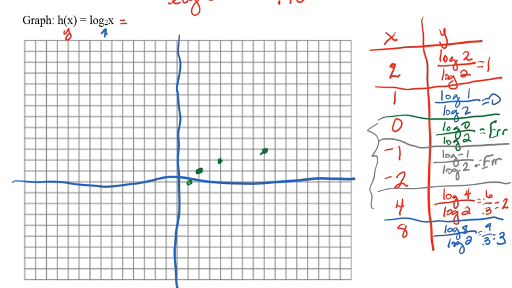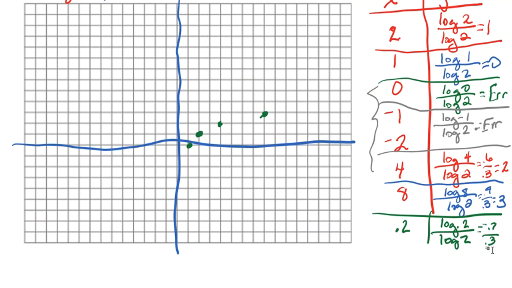Now, it's not that it stops here at 1. Maybe let's plug in 0.2. So let's do log of 0.2 over log of 2. So I have -0.7 over 0.3. And so it's -2.3 approximately. So 0.2 is about there.